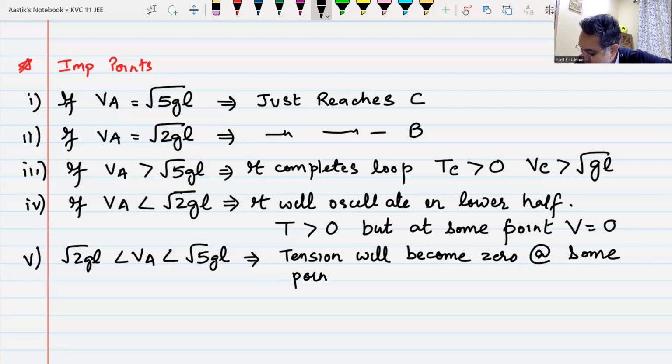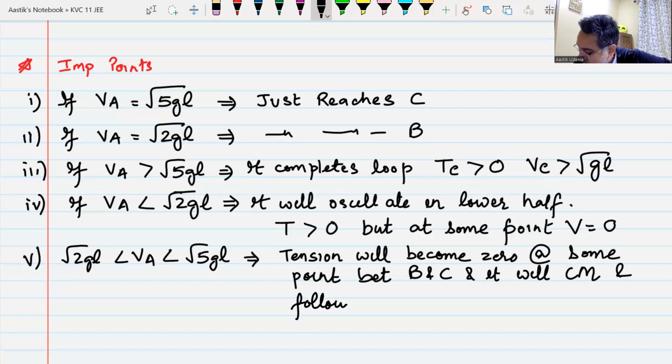Where? Between B and C. B is the middle point, C is the highest point. Between B and C, it will leave the circular path. It will leave the circular motion and follow projectile motion. Do we understand this?